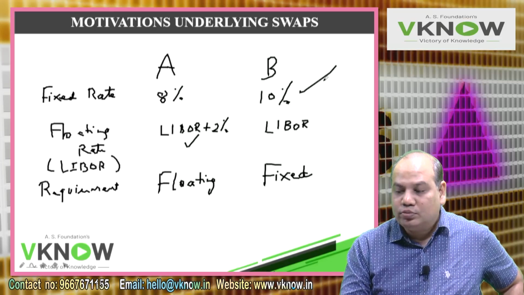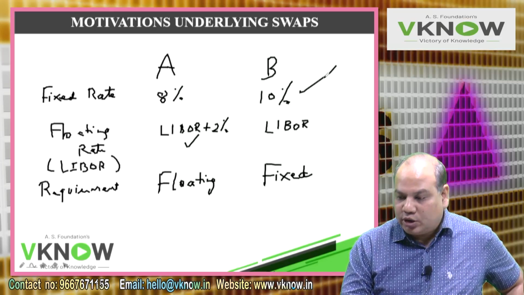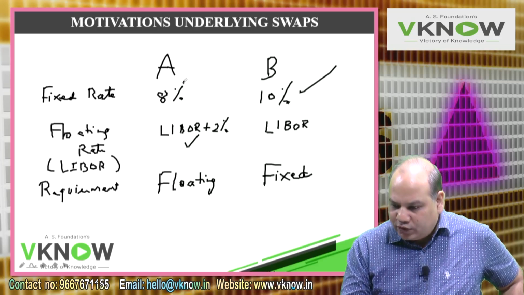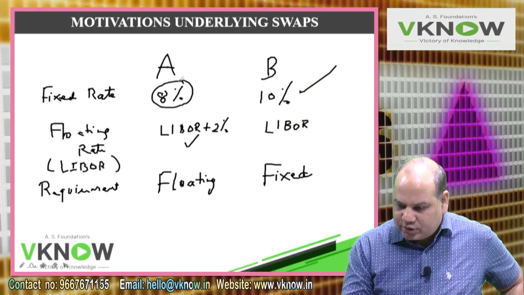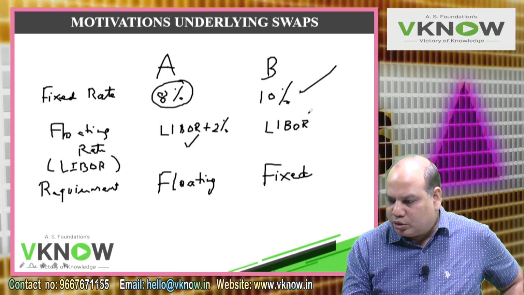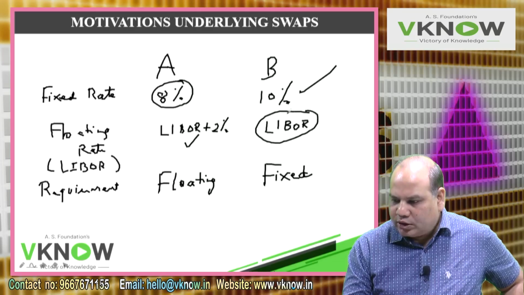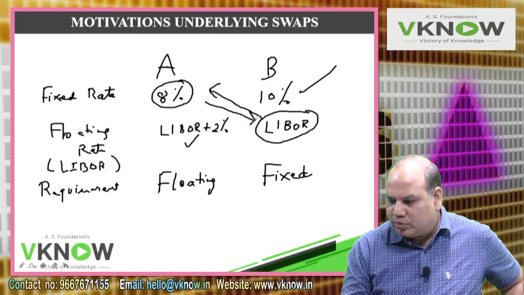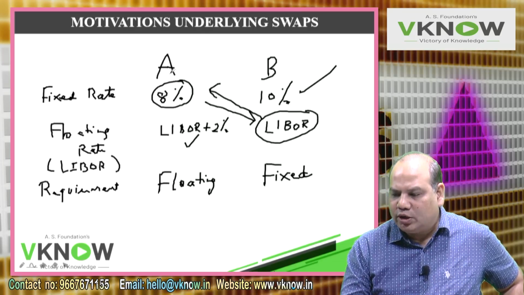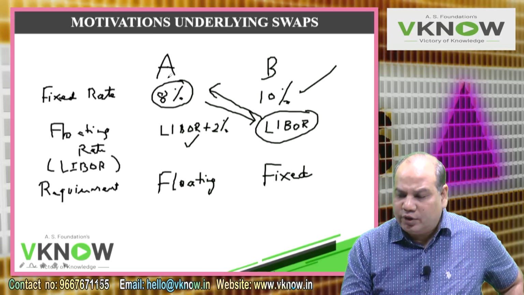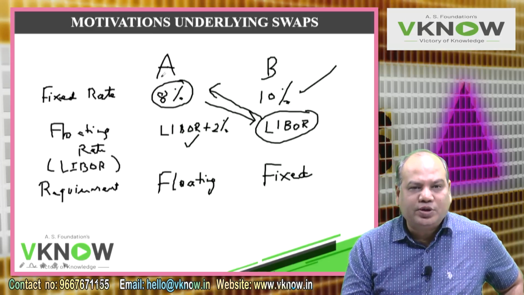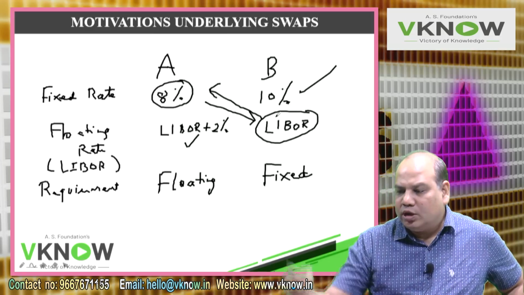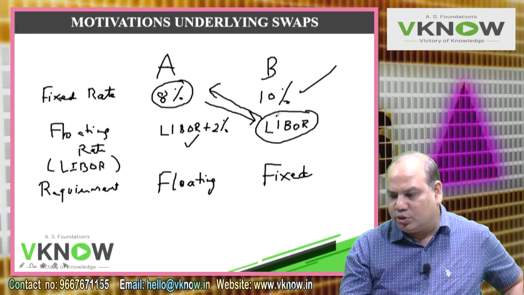But then what they will do? They will enter into a swap contract. How do they enter into a swap contract? A will first borrow at 8%. B will borrow at LIBOR. And then they will swap each other's interest obligation. So B will pay to A LIBOR every year, which A will pass on to its banker. A will pay 8% to B and B will pass it on to its banker.